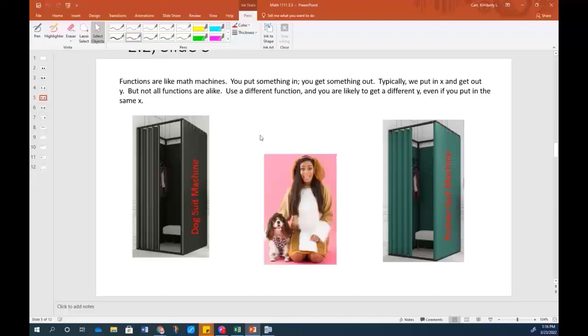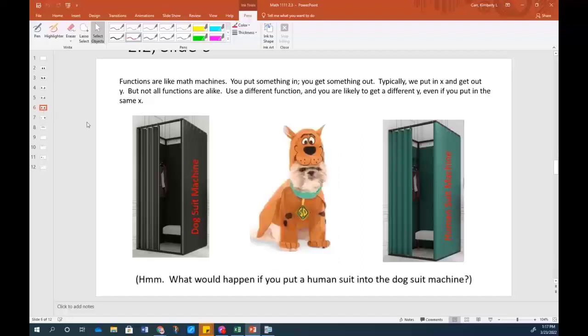Of course, you could possibly put a dog into the man suit machine and then a man into the dog suit machine, and we get both of these things going on. You can even put something back into itself. So here we've got a dog that we have put into the dog suit machine. So you have to just start to think, what would happen if you put a human suit into the dog suit machine?